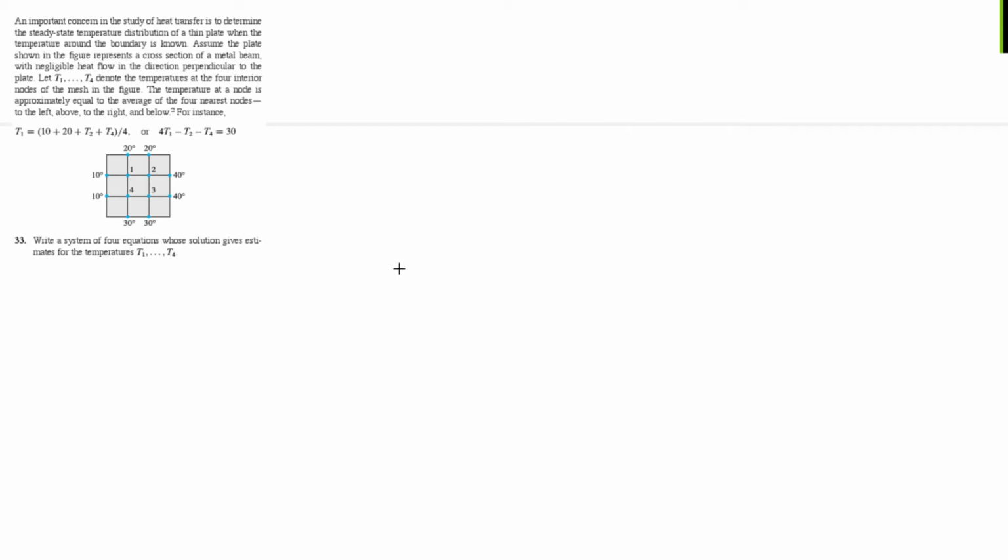Okay, so I'm going to be working on this linear algebra problem relating to heat distribution. So I'm going to start off here by reading this paragraph. An important concern in the study of heat transfer is to determine the steady-state temperature distribution of a thin plate when the temperature around the boundary is known.